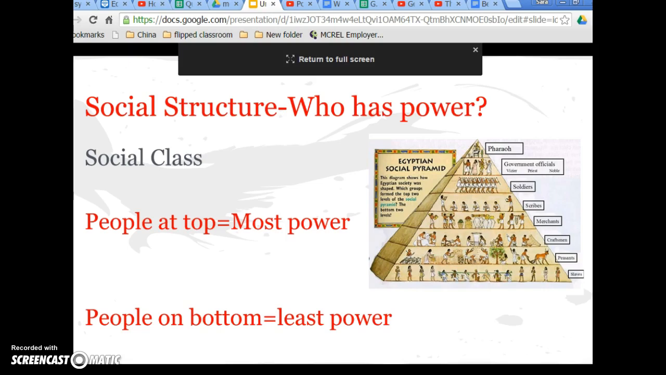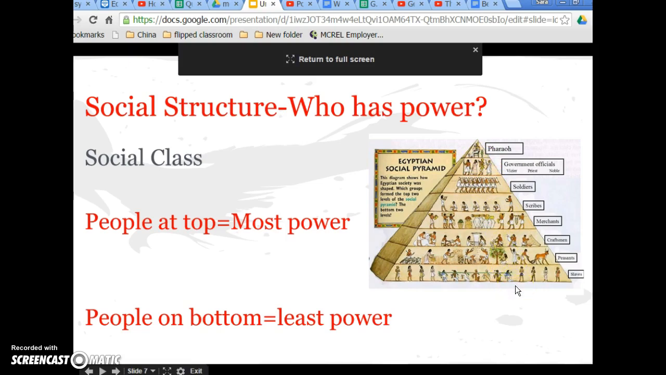S is for social structure, meaning who has the power. In ancient times, we would look at social class in terms of a pyramid because the people at the top have the most power and the people at the bottom have the least power. So here it would be Pharaoh, and then all the way down you have the peasants and the slaves.